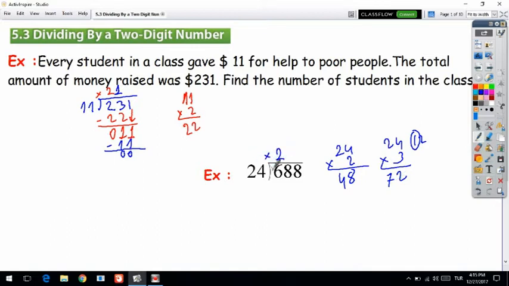2 times 24 is equal to 48. Now let's subtract. From the ones digit first, right? Yes. 8 minus 8, 0. 6 minus 4, 2. Have we finished? No. So what do I do, Muhammad Fikri? 8 will come down. Yes, I will bring 8 down. So now we have a new number that is 208, right? Okay, so how many 24s do we have in 208? 8. You say 8, right?